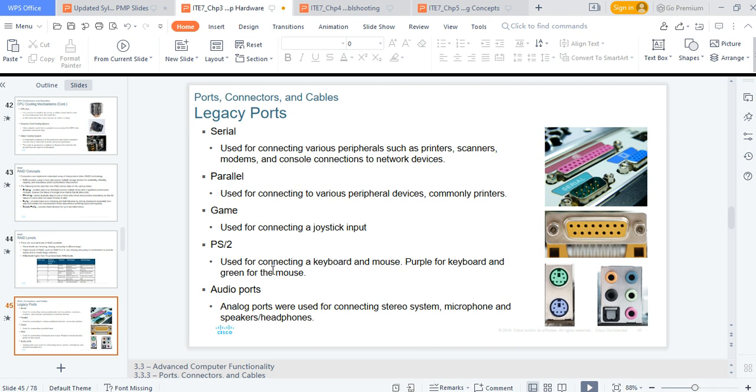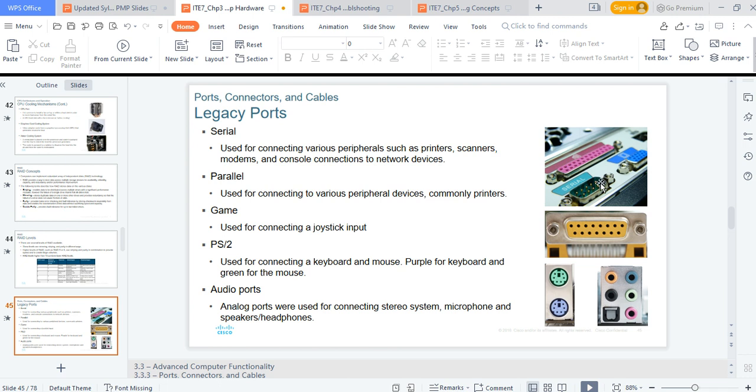Legacy. Why do you call it legacy? Things that are not in vogue, things that are not readily used now. Back then, this is the mouse. It's called the PS2. This is the keyboard. It's normally purple. It's normally gray. This is for audio. This is for printers most times, right? So you call them parallel, whereas this you call serial.